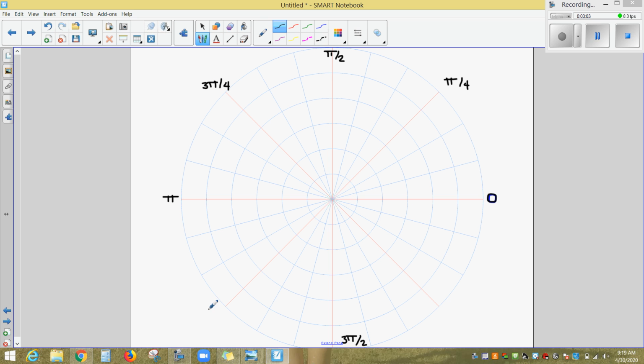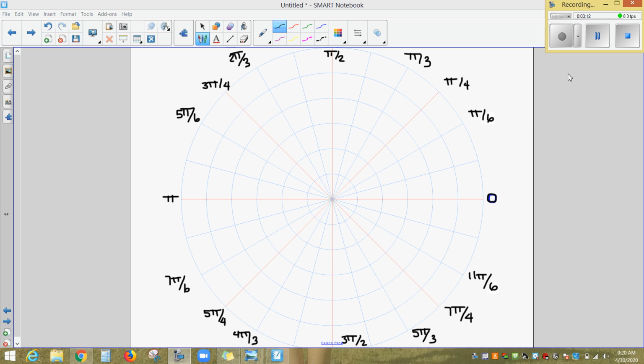I'm going to pause it and label some more of these so that when I'm pointing at them later you can visualize them a little bit better. These guys in between are pi over 12. So 1 pi over 12, 2 pi over 12, 3, 4, 5 pi over 12, 7 pi over 12, 11 pi over 12. If you wanted to label all of these, you could go through and do that.